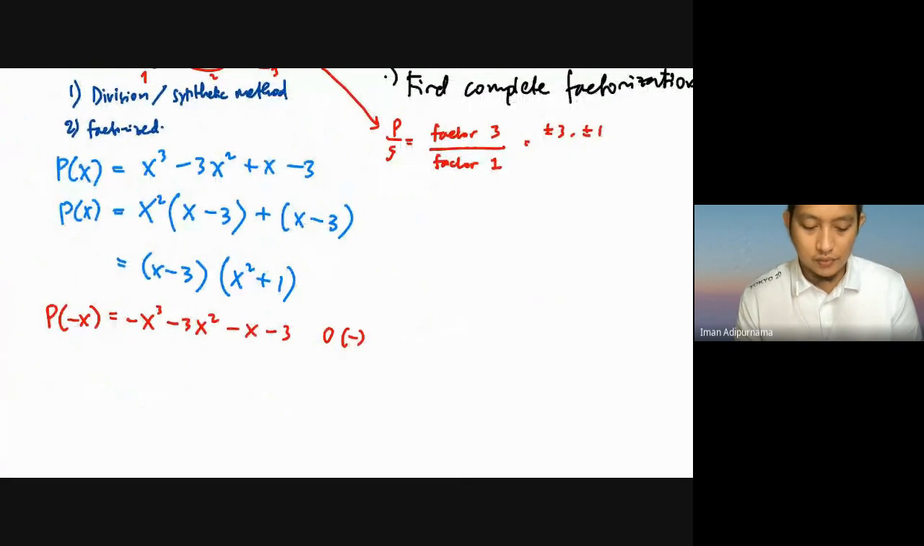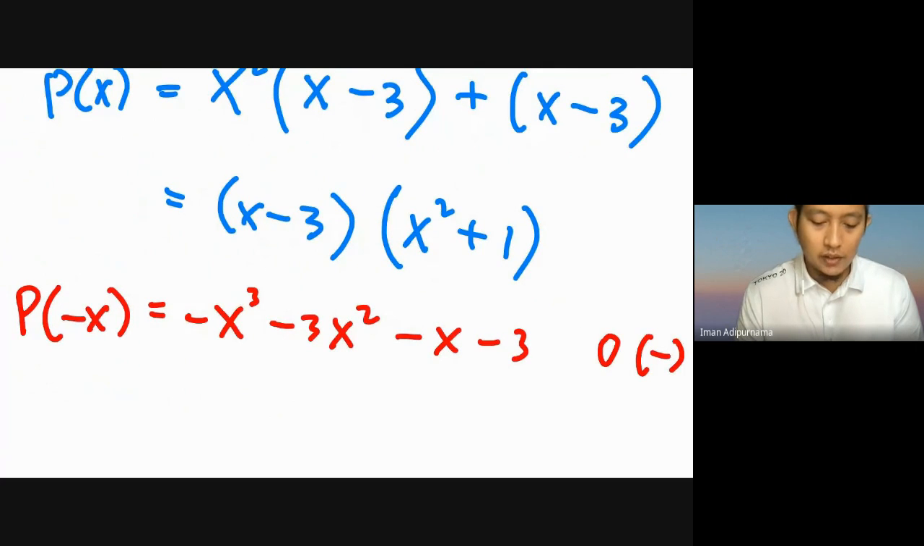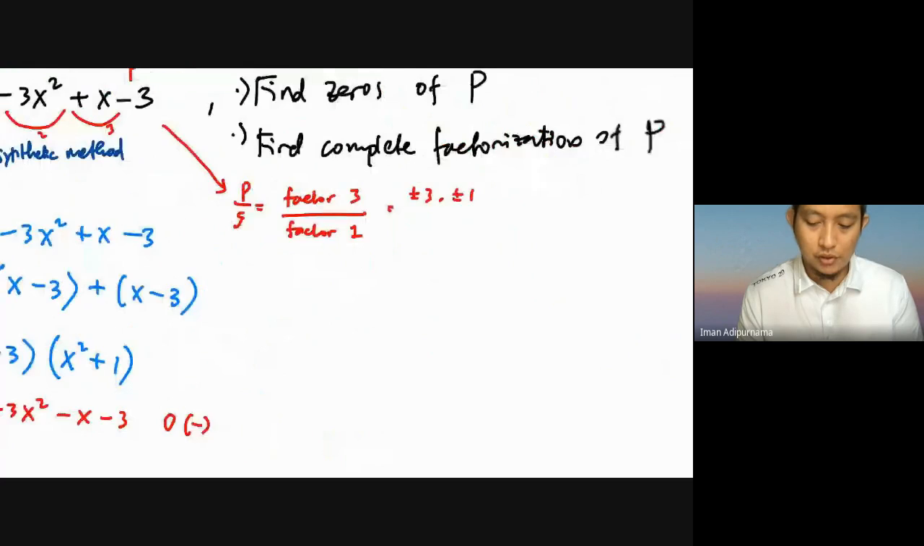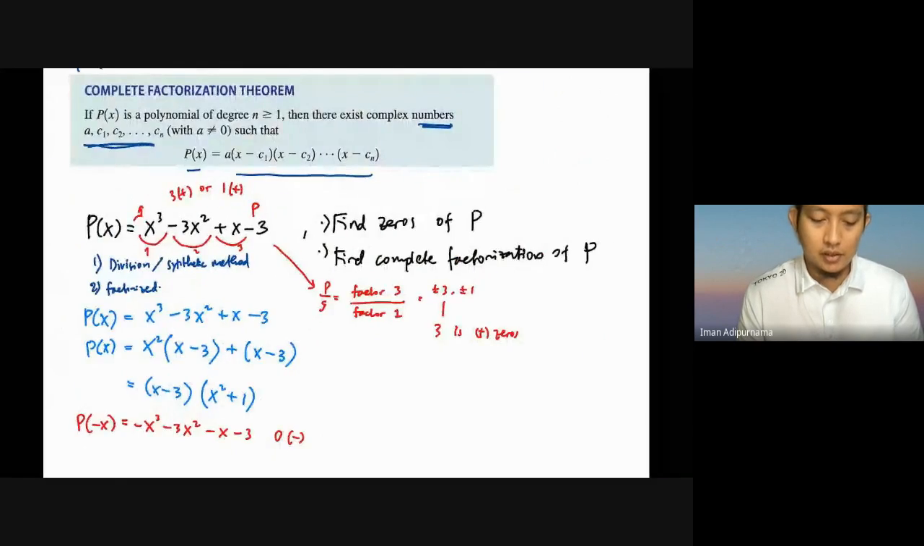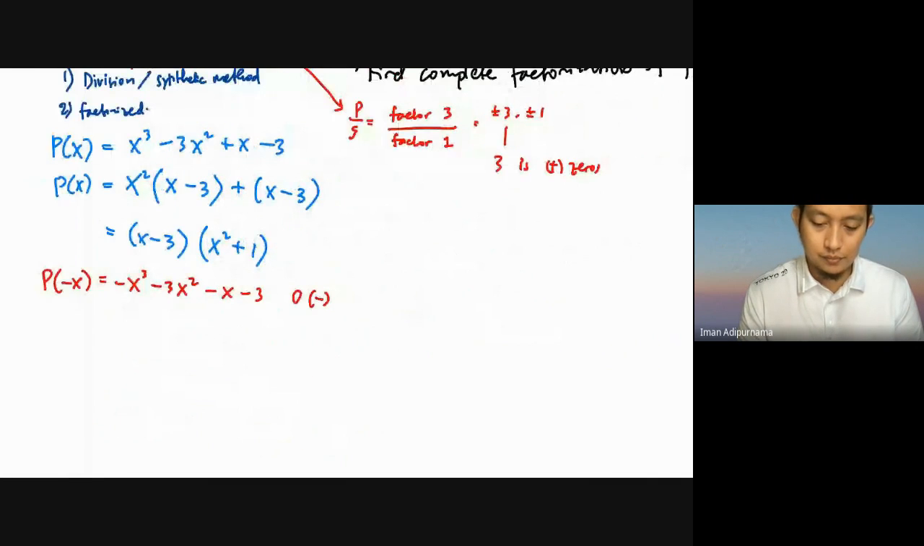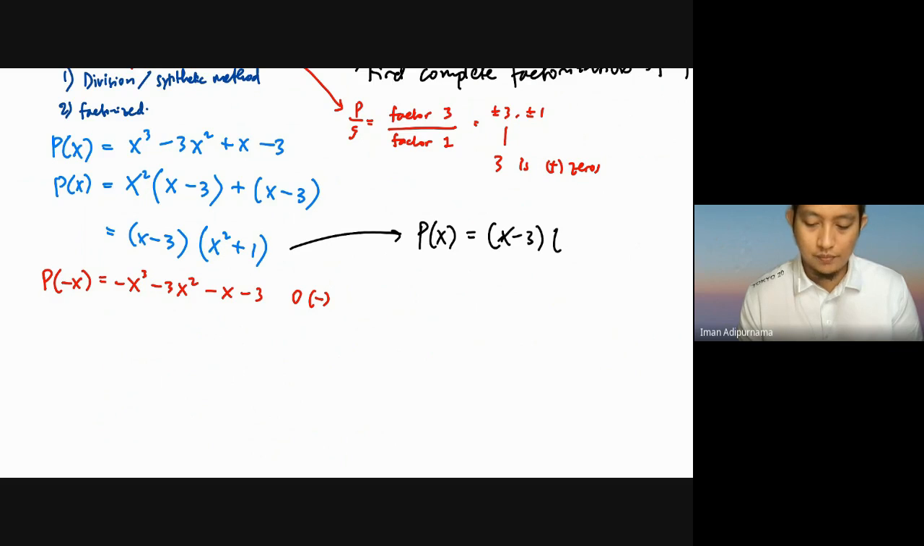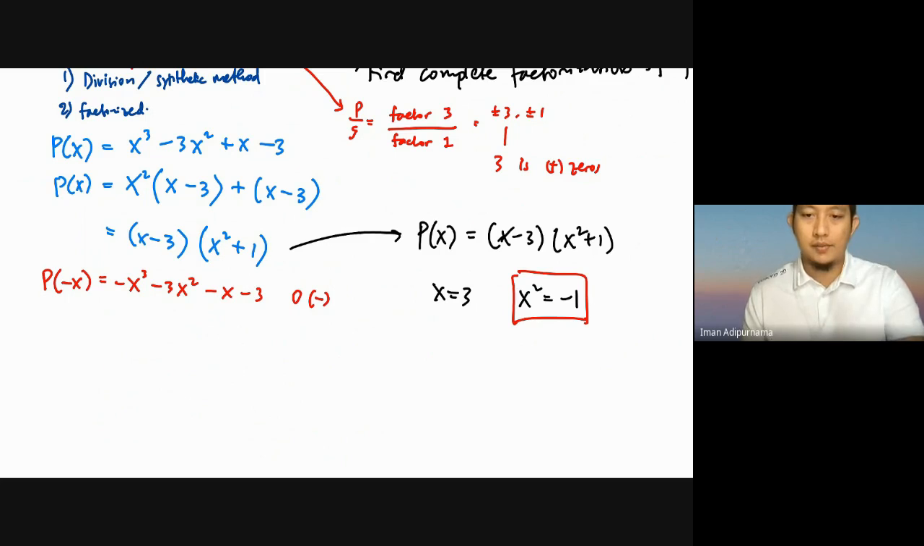So we can check, for example, if you look here, the one that makes 0 is 3. So it should be true that 3 is a positive zero, right? But here we have p of x is x minus 3 times x squared plus 1. So x is 3 and x squared is negative 1. This will be our complex, right? Our complex.